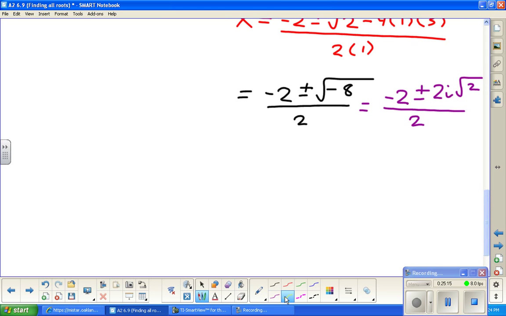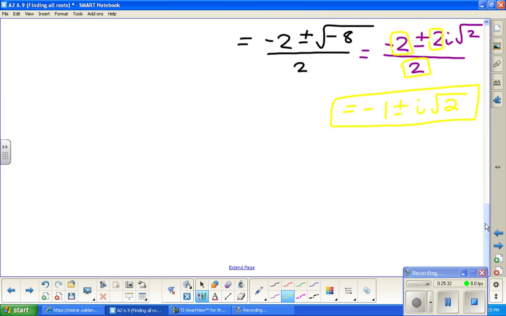And then finally our one last step of reducing. The coefficients are all divisible by 2. So if we divide all those by 2, we'll get negative 1 plus or minus i root 2. And there's your other two answers. And then of course from earlier, the negative 1 and positive 1 are also answers. So there's your total of 4 answers. Okay, hope you guys write small, had a lot of paper. Long problem.